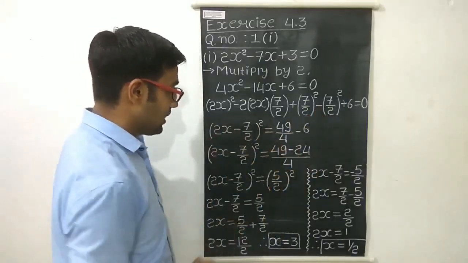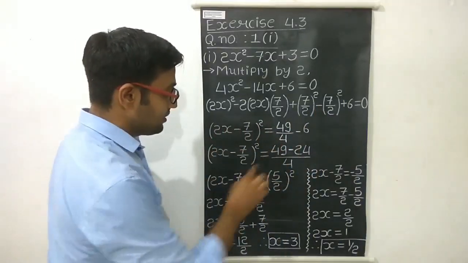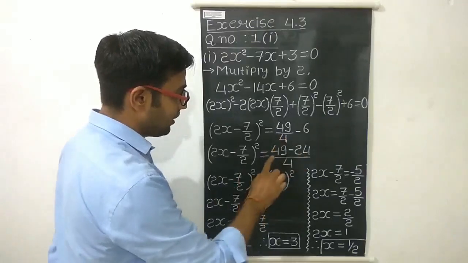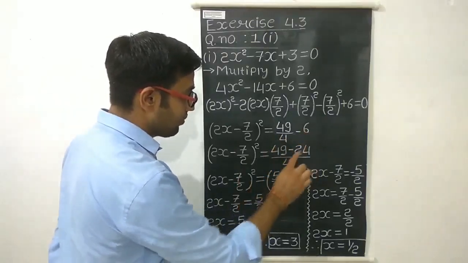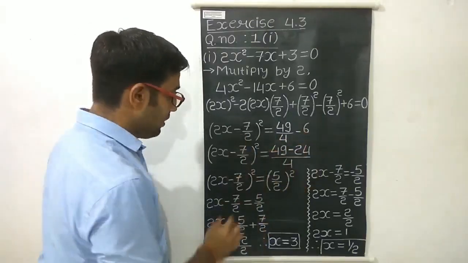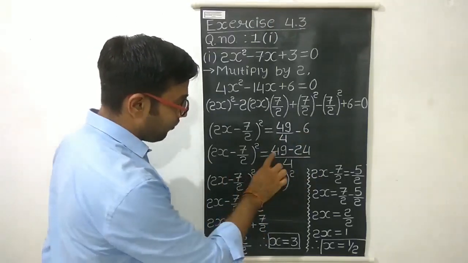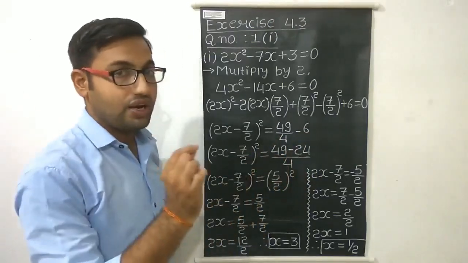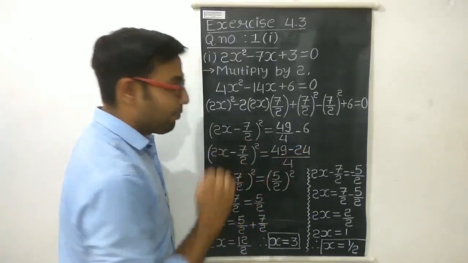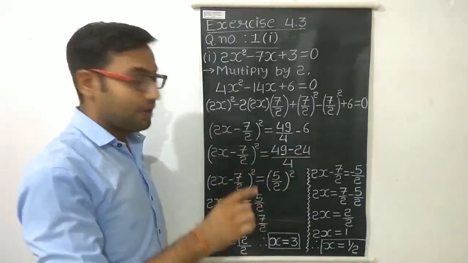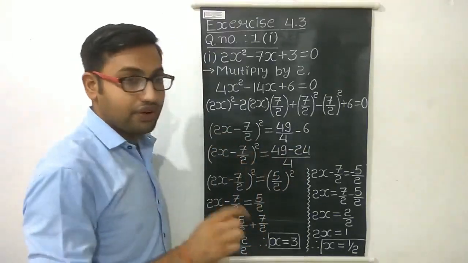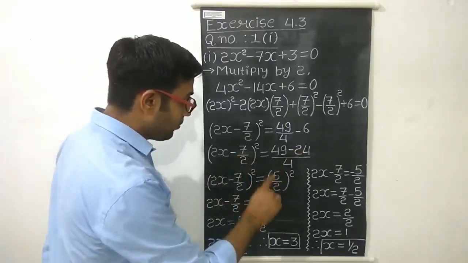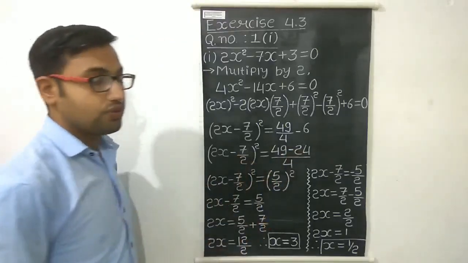Now simplify both the sides. This will remain as it is. By taking 4 as LCM, we will get 49 minus 6 4s are 24 upon 4. So this will remain as it is again. Now 49 minus 24 is 25. 25 upon 4. 25 is a perfect square of 5 and 4 is a perfect square of 2. So we can write it down as 5 upon 2 whole square.